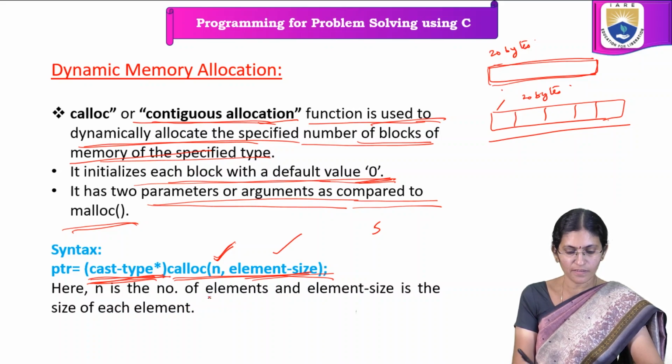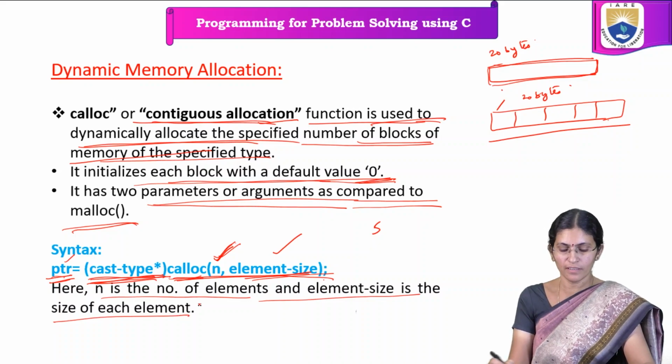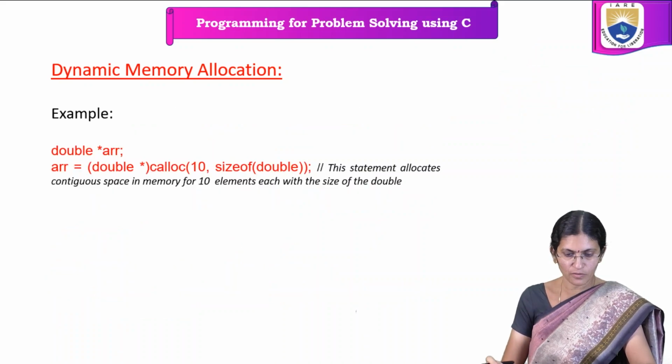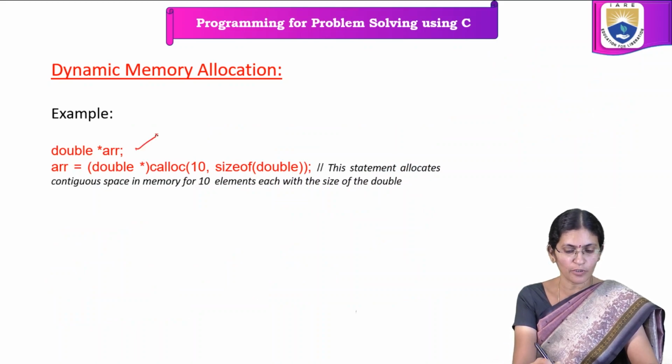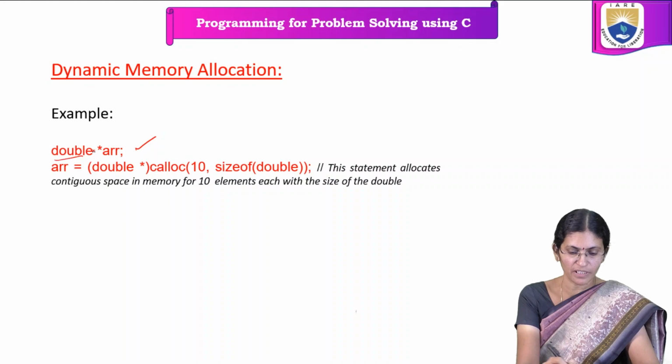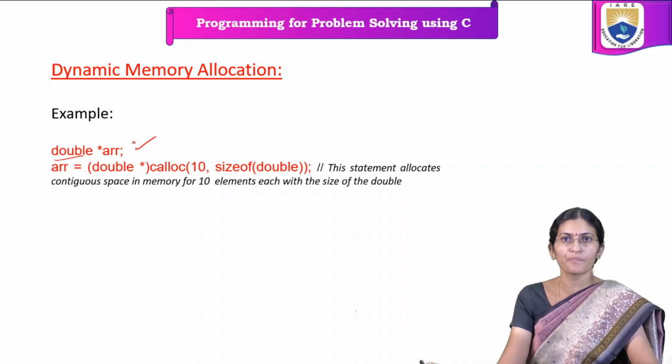The syntax for this is this. This is the pointer variable, PTR, the name of the pointer variable. It has the base address of the memory which is allocated by using this calloc function. Here, n is the number of elements, or you can say the number of blocks which are allocated, and element size is the size of each element, or you can say the size of each block. An example for this: suppose we declare a pointer variable of type double. That means this is a pointer which is pointing to the double data type.